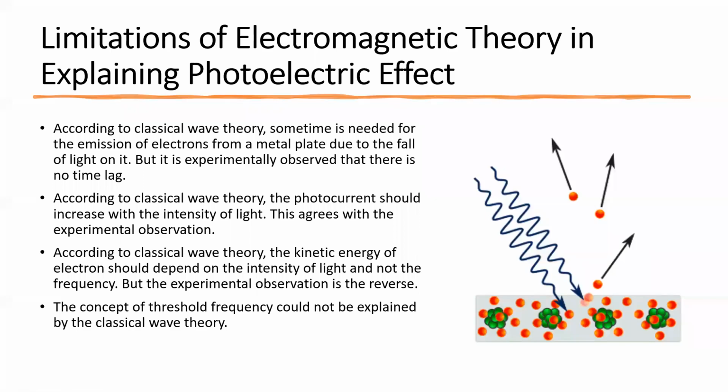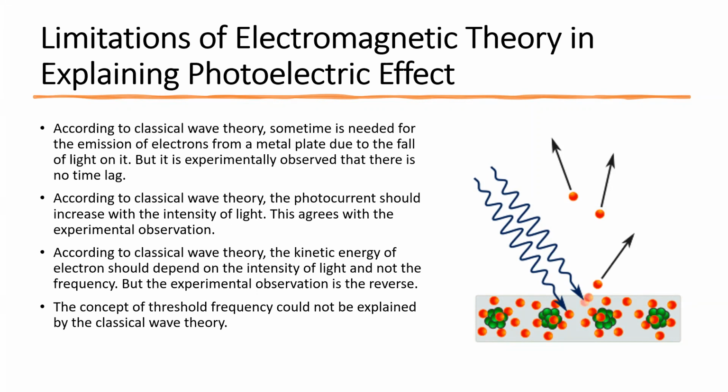In our last class, we discussed the photoelectric effect. What is the photoelectric effect? When light having suitable frequency is incident on a metal surface, it emits electrons, and those electrons are called photoelectrons. Today we will see how the classical electromagnetic theory tried to explain all the characteristic properties of the photoelectric effect, and it fails.